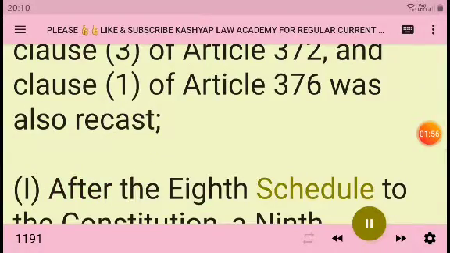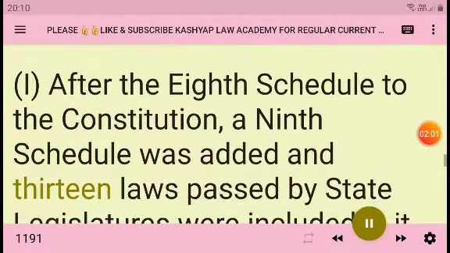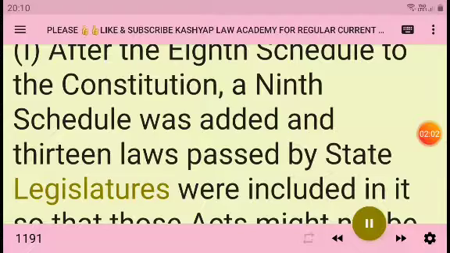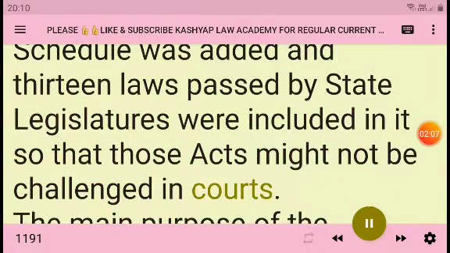I. After the 8th Schedule to the Constitution, a 9th Schedule was added, and 13 laws passed by state legislatures were included in it so that those acts might not be challenged in courts.